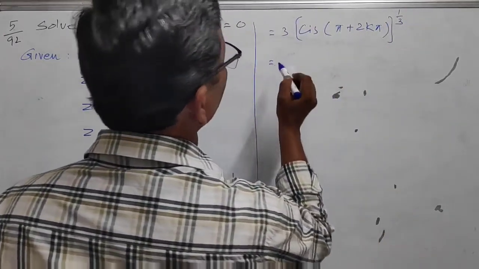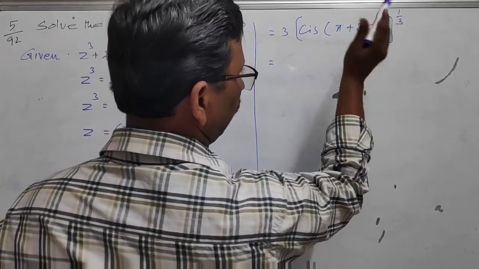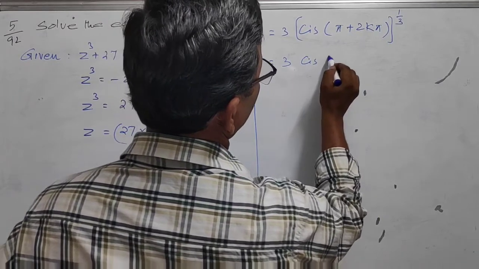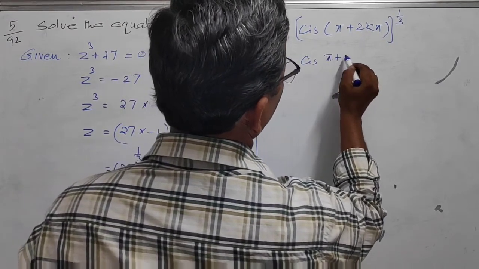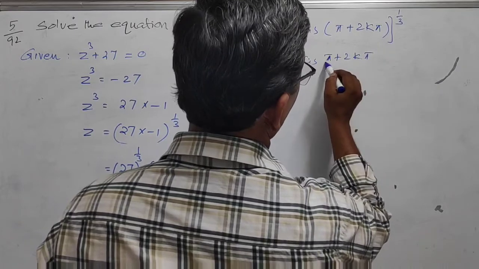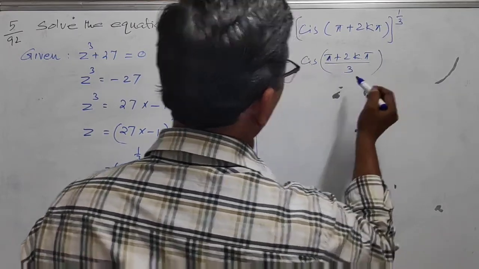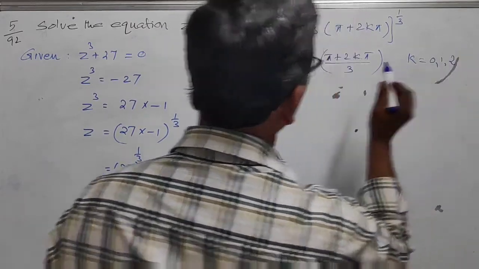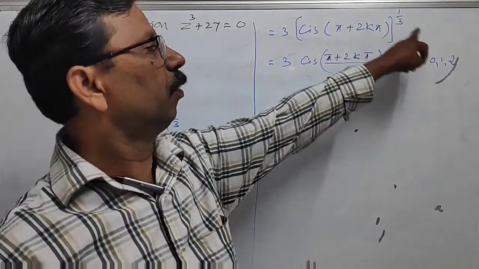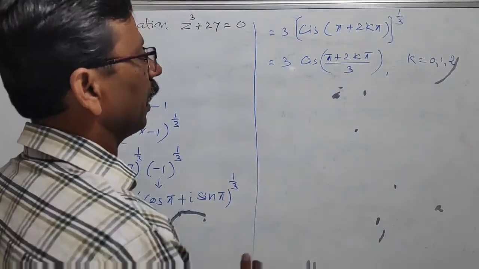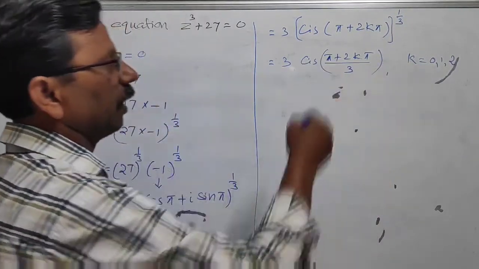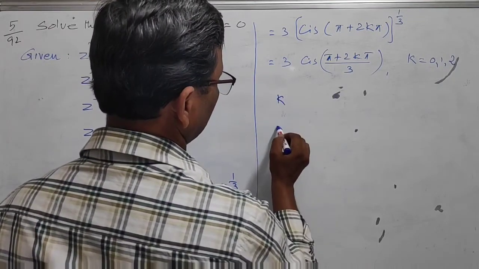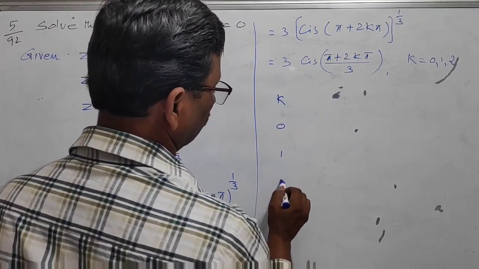Now after that, this cannot be added, therefore keep this as it is. Then apply De Moivre's theorem. That is 3 into cis of (pi plus 2k pi) by 3. Now here k equal to 0, 1, 2 only, because here n equal to 3. Therefore, you can get only 3 values. By putting k equal to 0, 1, 2, we can find the corresponding values. For that, we can tabulate the k values: 0, 1, then 2.